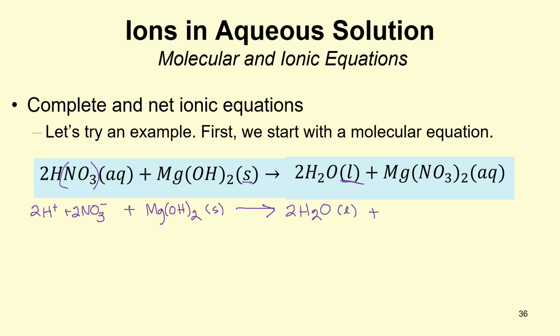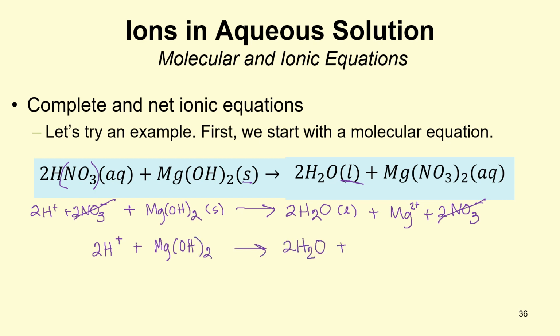And then this side, this one's aqueous, so I'm going to say Mg. Mg is in the second column, so it's a 2+, and I'll have 2 nitrates, so don't forget to bring the 2 out front here. So now if we look at our spectator ions, this time the only spectators are the 2 nitrates. So let's see what's left over. 2H+ plus Mg(OH)2 gives me 2H2O plus Mg2+. That's the net, so this is complete. And this is net.